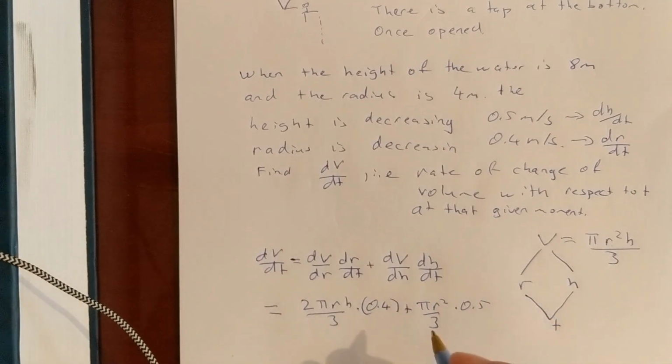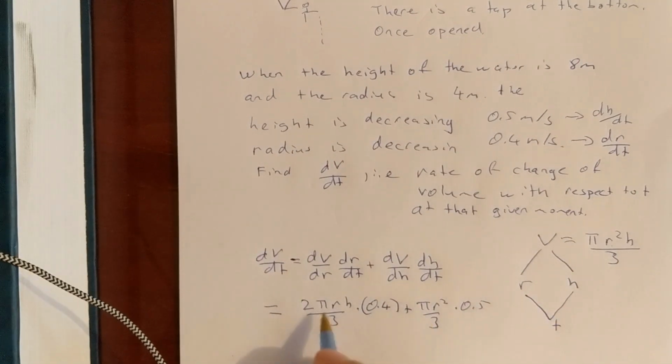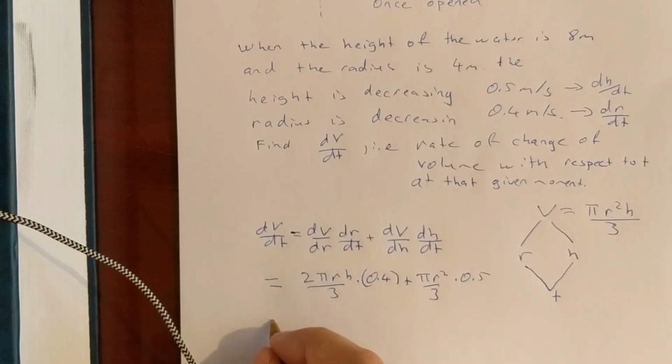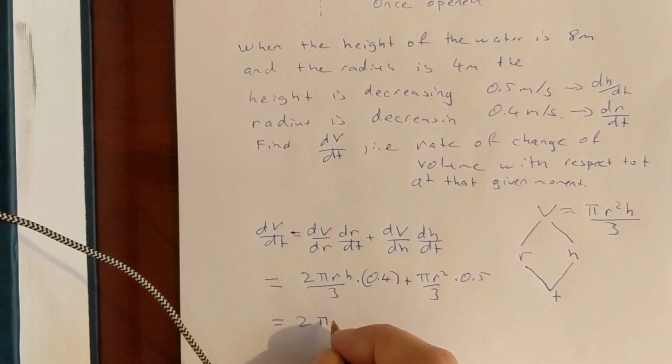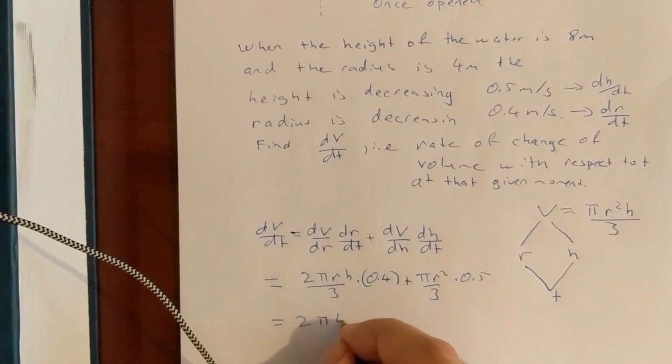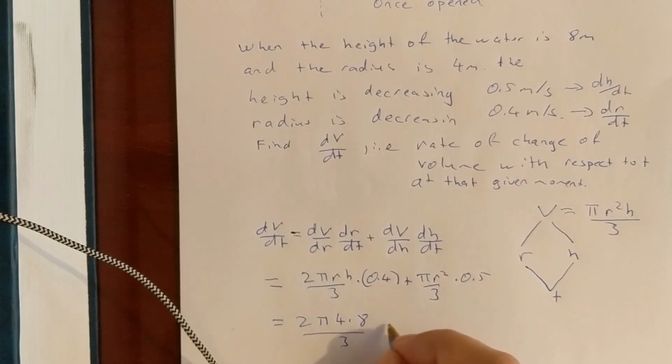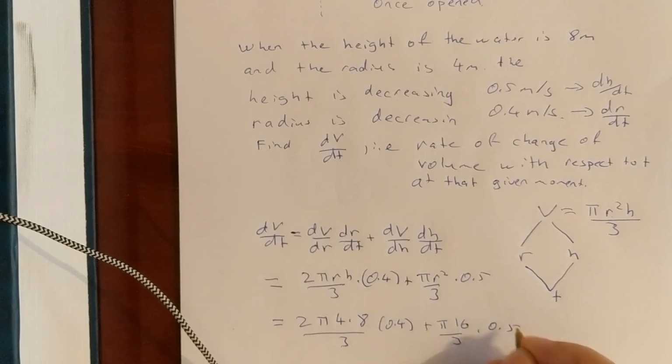Okay, so I'm not going to get the actual answer, but let's just plug in everything we have. So we have 2 times pi. What was the radius at that given moment? It was 4, times 8 over 3, times we have 0.4, right? And the radius was 4, so we have 16 pi over 3 times 0.5, right?